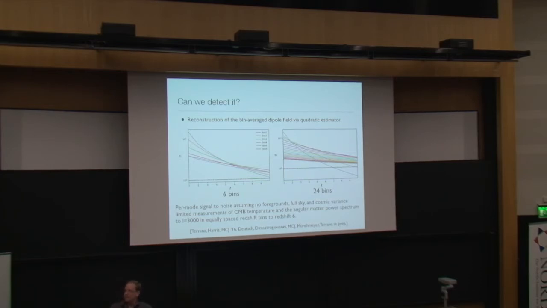Now there's the important piece. Can we actually detect this? And so here, as the ultimate optimist, we're going to assume something really optimistic, which is no foregrounds, full sky, cosmic variance limited measurements of the temperature out to an L of 3000, and the angular matter power spectrum out to an L of 3000, and equally spaced redshift bins out to redshift of 6.